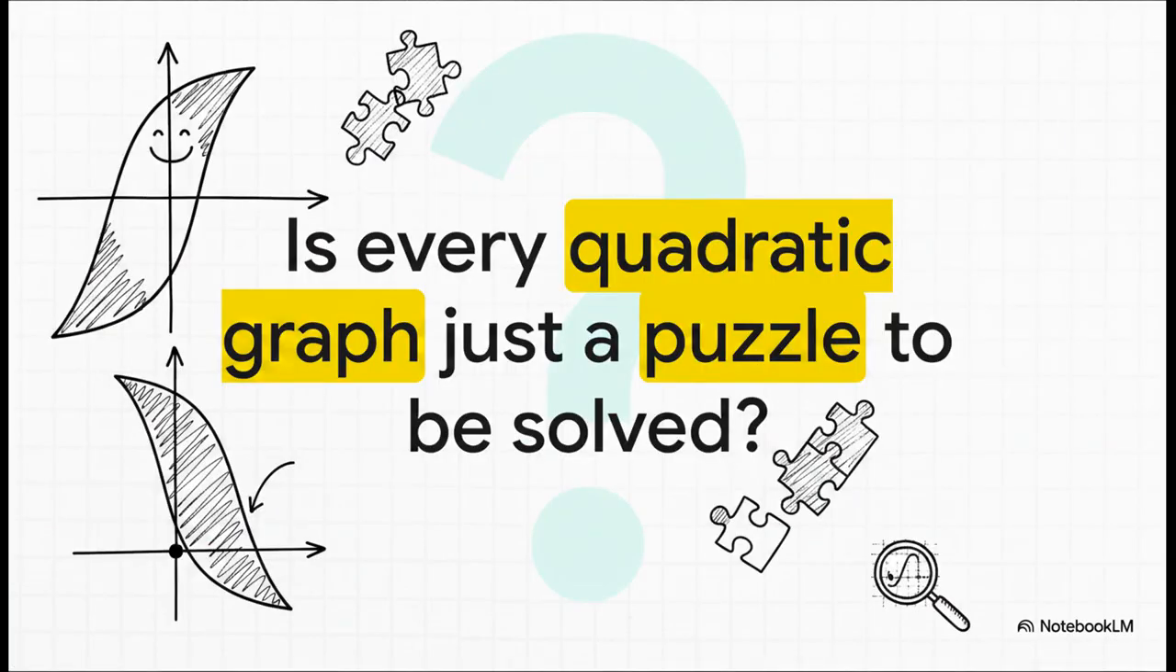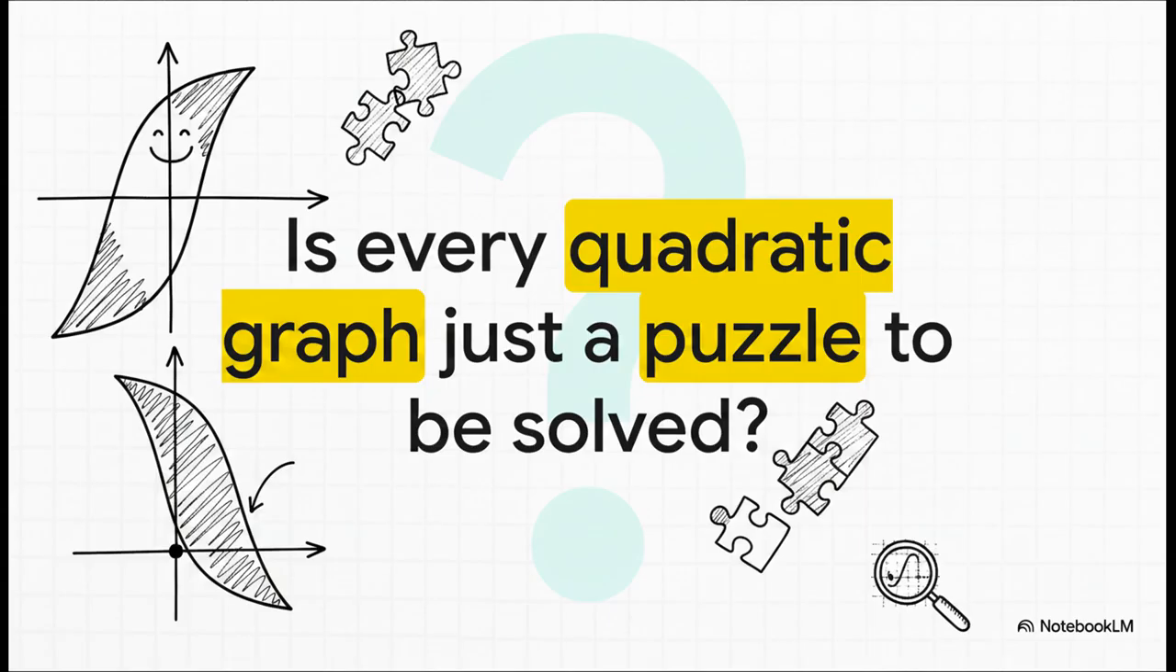So I want to leave you with a thought to take into your weekly study plan. When you stop viewing math as a series of stressful traps and start translating those visual clues, like the smile of a parabola or the exact coordinates of a minimum point, into hard algebraic facts, isn't every complex quadratic graph really just a puzzle waiting to be solved?